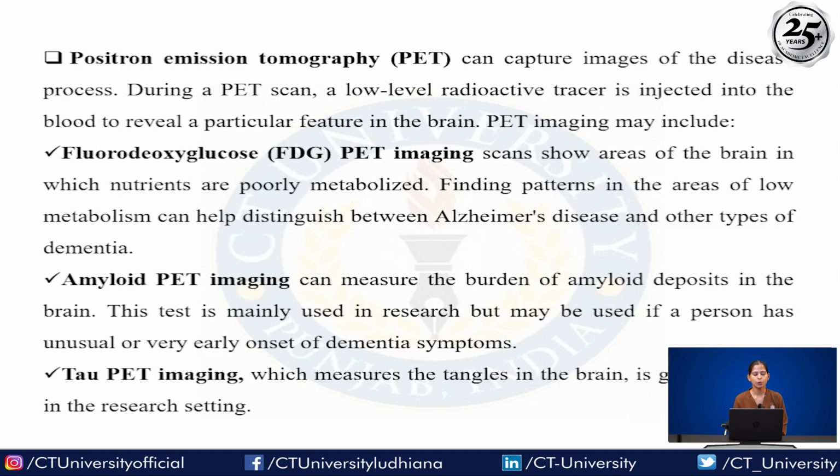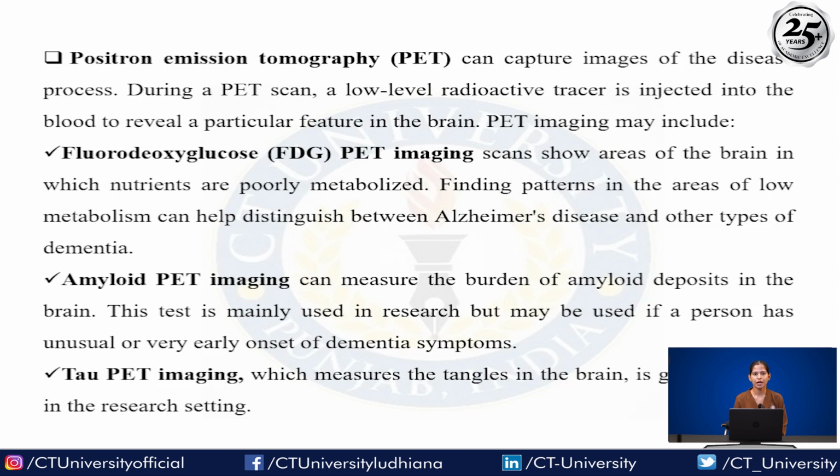Next is amyloid PET imaging, which measures the burden of amyloid deposits inside the brain. This test is mainly used by researchers but may be used if a person has unusual or very early onset of dementia symptoms. Next is tau PET imaging, which measures the tangles inside the brain and is used in a research setting.